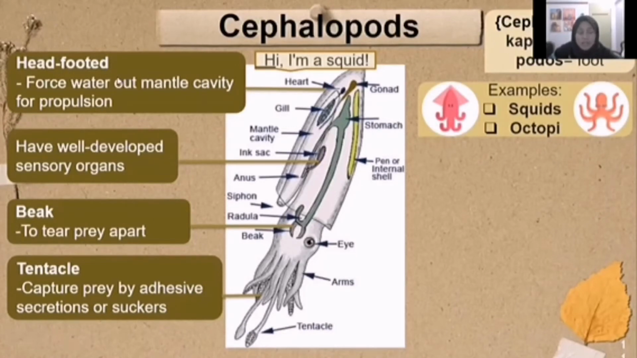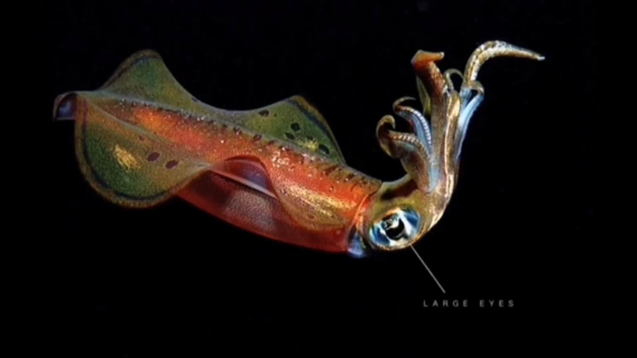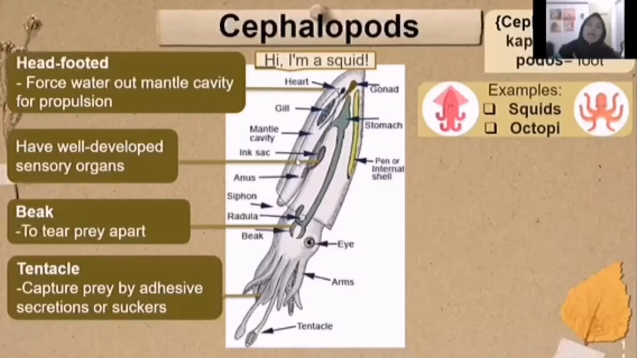Cephalopods in general are head-footed. They can squeeze their mantle cavity and force water out of the mantle cavity for propulsion. Cephalopods also have well-developed sensory organs. For instance, their eyes are the same as vertebrates and can focus like a camera, meaning that they have very good eyesight. The squid also has a very powerful beak.